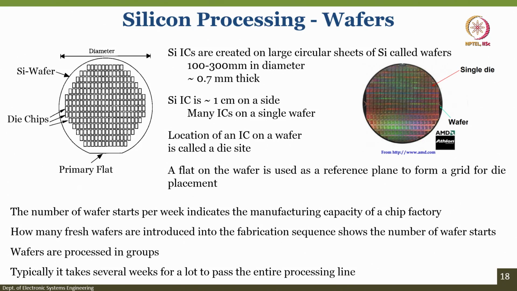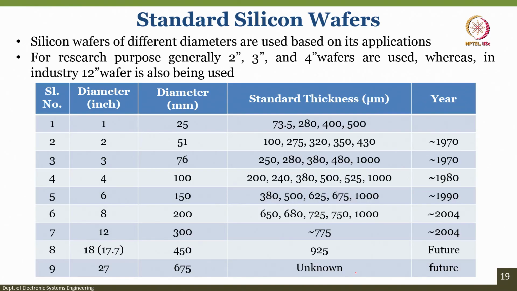The location of an integrated circuit on a wafer is called a die site, and a flat on the wafer is used as a reference plane to form the grid for die placement. The number of wafers started per week indicates the manufacturing capability. How many wafers have we started in a week? 100, 200, 400, 1000. How many fresh wafers are introduced into the fabrication sequence shows the number of wafer starts. Wafers are processed in groups, not individually, in the fab lab, and typically it takes several weeks for a lot to go through the entire processing line.